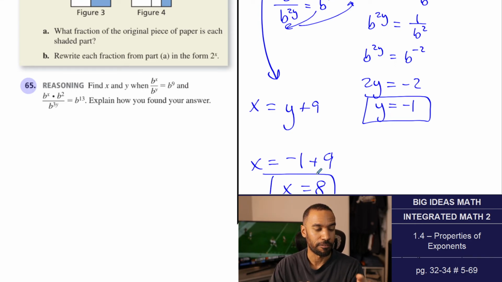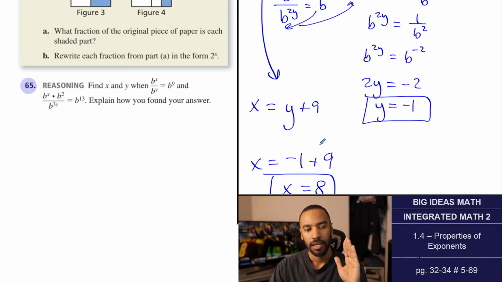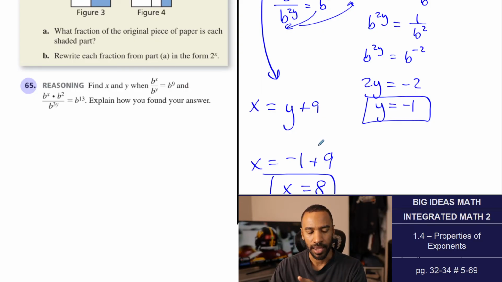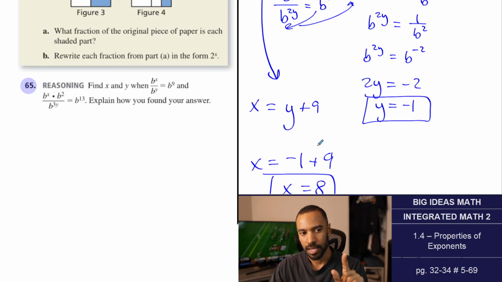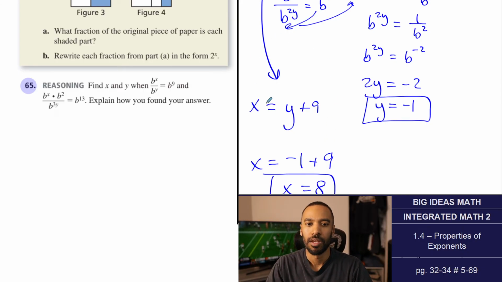Does that work? Is that a for sure? For sure. Let's try that. 8 minus -1 is 9. b to the 8th times b squared is b to the 10th, divided by b to the -3rd. Yeah, b to the 13th. That works. Okay.